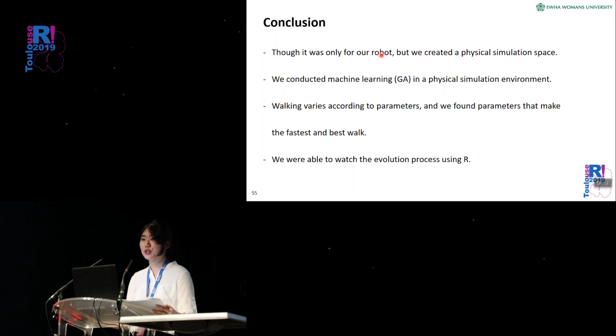Finally, it's the conclusion of this talk. Though it was only for our robot, we created a physical simulation space, and we conducted machine learning in a physical simulation environment. Walking varies according to the parameters, and we found parameters that make the fastest and best walk. And we were able to watch the evolution process using R.